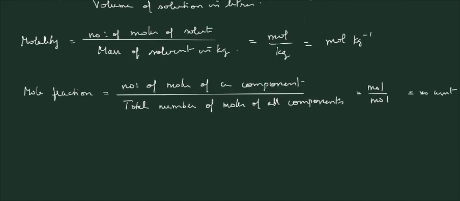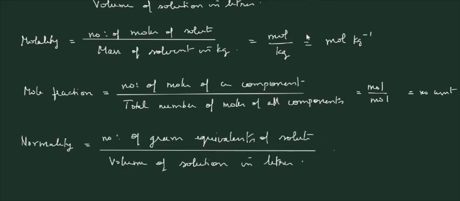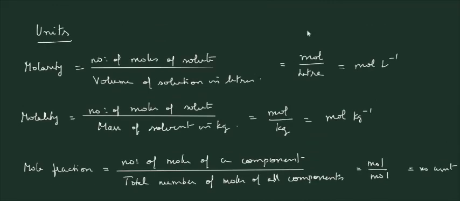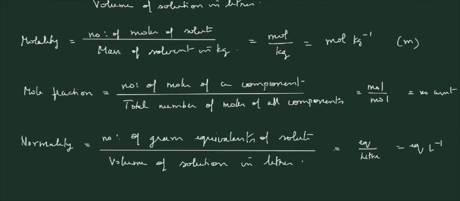And normality is number of gram equivalents of solute by volume of solution in liters. So this is equivalents divided by volume in liter, so it is equivalents per liter. Now, moles per liter is represented as capital M, moles per kg is represented as small m, and equivalents per liter is represented as capital N.